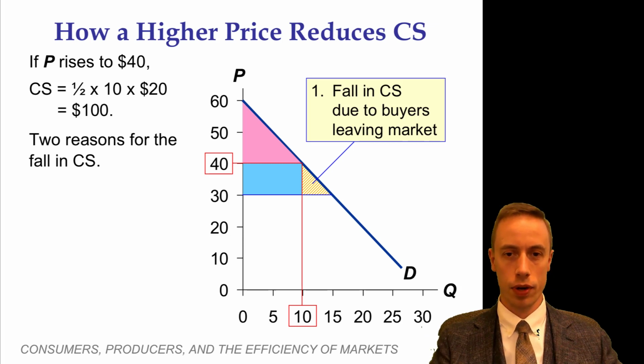Let's look at the size of that triangle. It's $10 high, $5 wide, 5 times 10 divided by 2. That's $25 worth of consumer surplus lost.